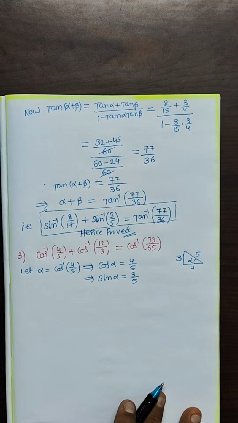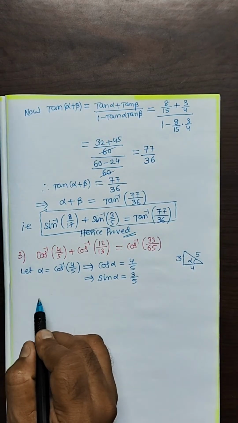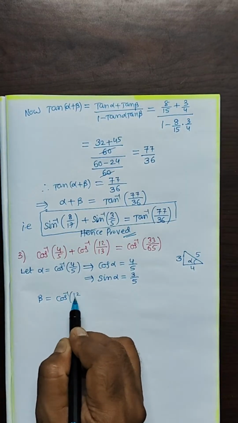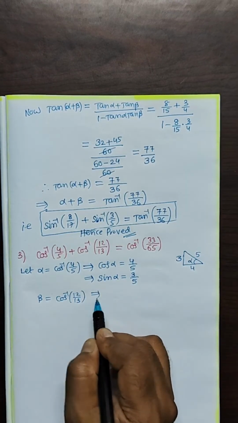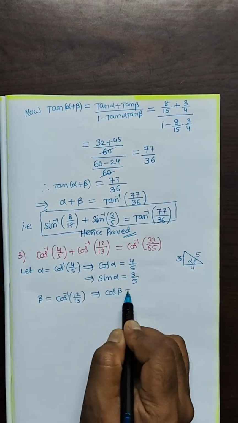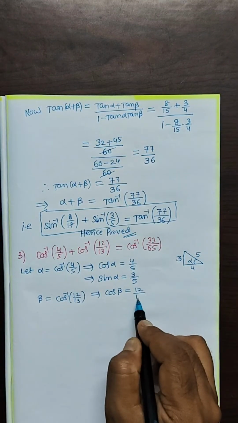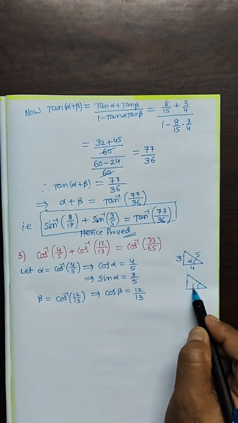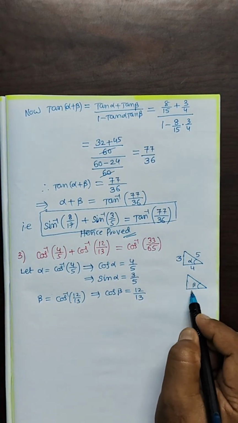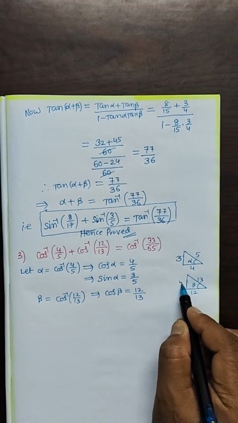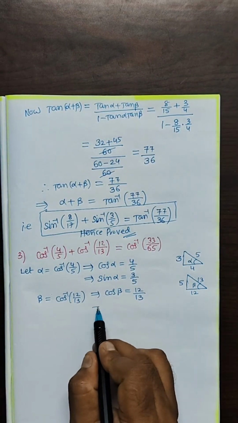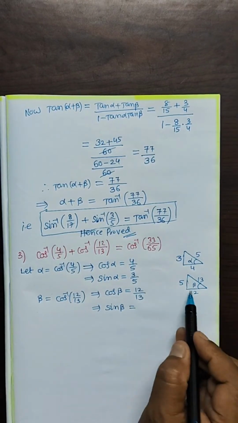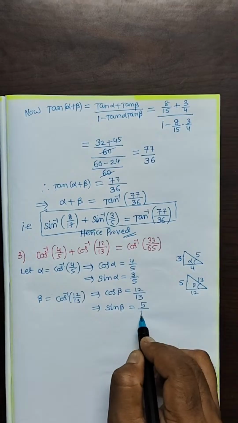Next, beta is equal to second term cos inverse of 12 by 13. That implies that cos beta equal to 12 by 13. Again, we have to draw the rough figure of right angled triangle, 12 and 13 here. Here obviously 5, Pythagorean triples. So from this sin beta is equal to 5 by 13.